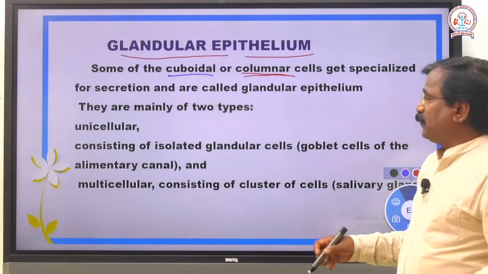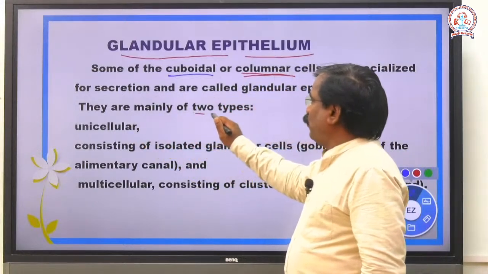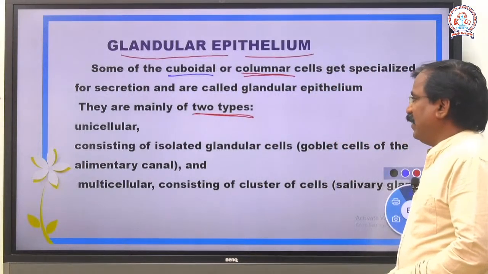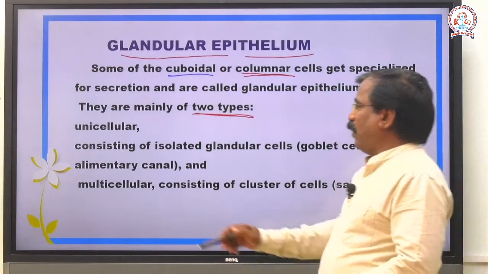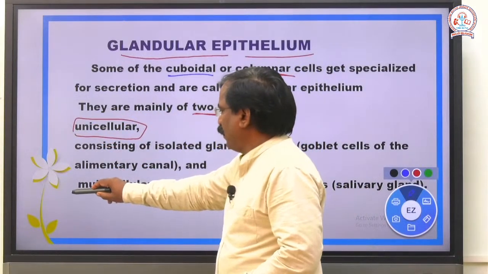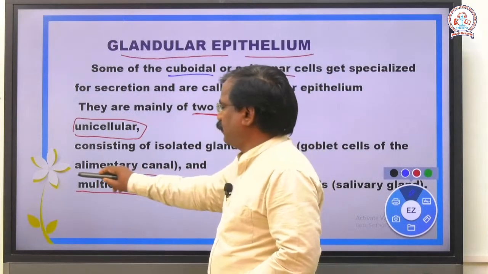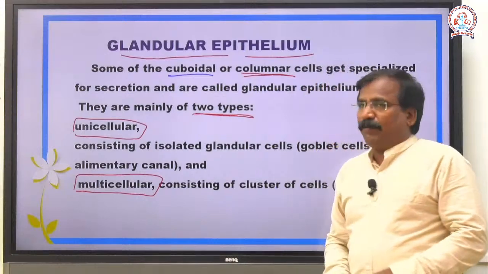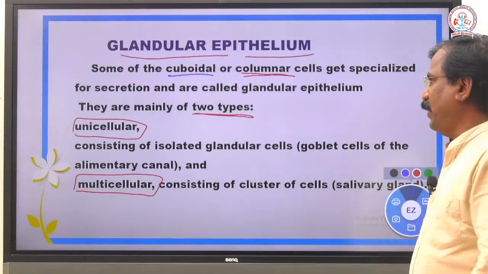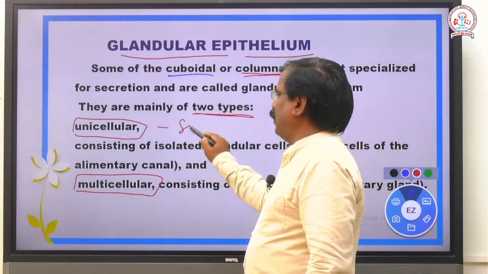Glandular epithelium is further divided into two types. What are they? Unicellular and multicellular glands. Unicellular means it is made up of a single cell.